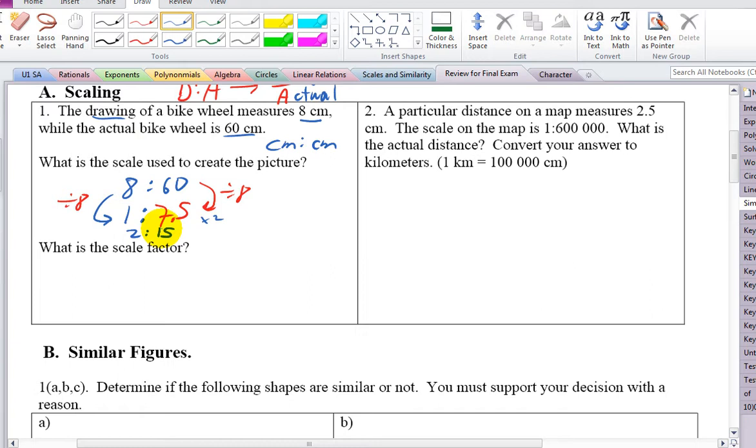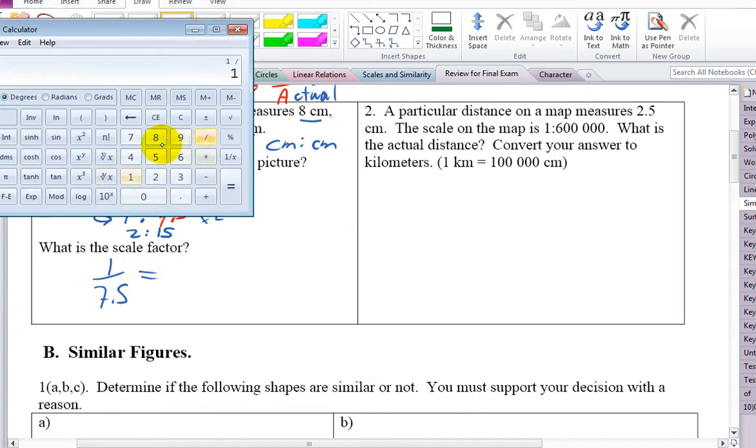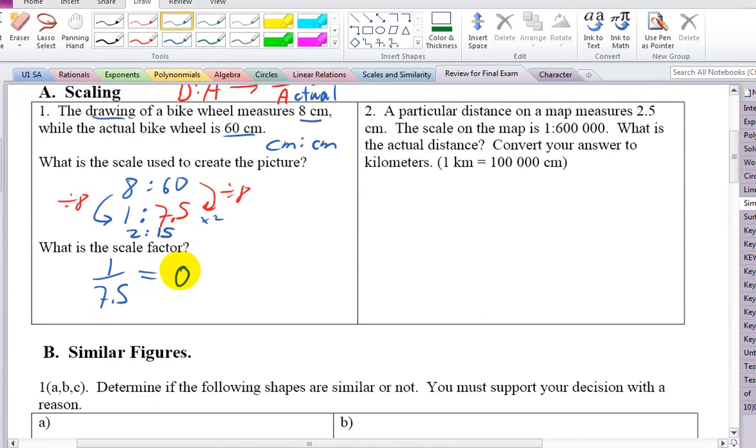Okay, so what's the scale factor? Well, what we like to do then is we go 1 over 7.5 as a fraction, and then we convert it to a decimal number. So top divided by the bottom, and we get 0.13 repeat bar over the 3. Okay, so 0.13 repeating. Any questions?